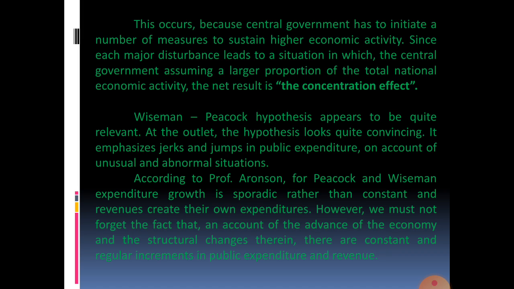Peacock and Wiseman analyzed their hypothesis by taking three effects, three elements: a displacement effect, an inspection effect, and a concentration effect. These effects occur in any economy due to different types of disturbances, and the government has expenditure due to these effects. Public expenditure is not smooth and continuous; it has ups and downs, so there are small jumps and jerks in public expenditure due to abnormal situations.